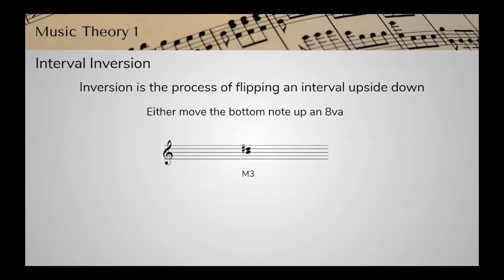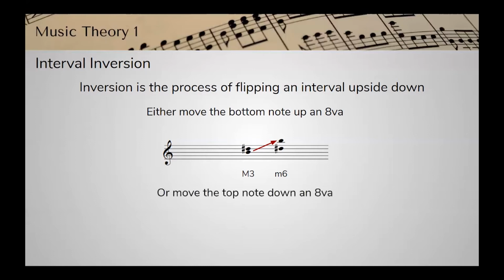One is to move the bottom note up an octave. So we're going to take this B that's at the bottom of my major third, and raise it up an octave so that it's above the D sharp. And now we've inverted the interval. Now the B is on the top, the D sharp is on the bottom, and so the interval is inverted.